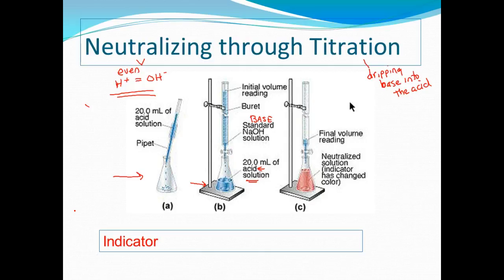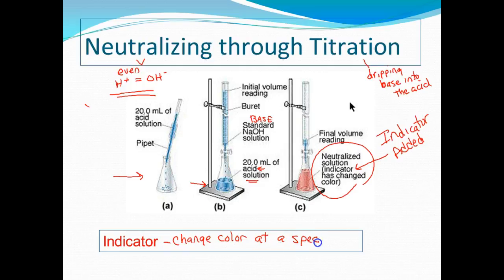So instead, I do a color change using an indicator. An indicator is going to be added to the solution. And when the indicator is added, what does it indicate? It will change color at a specific pH value. So if I pick an indicator that changes at a pH of 7, which is neutral, then as soon as I put a drop in here and neutralize all the acid and base, the solution will turn to a pink color. So that's the purpose of an indicator. You'll see that in lab in action.